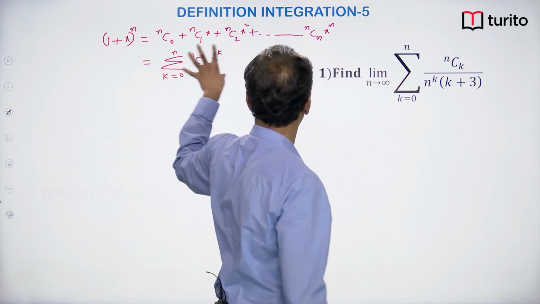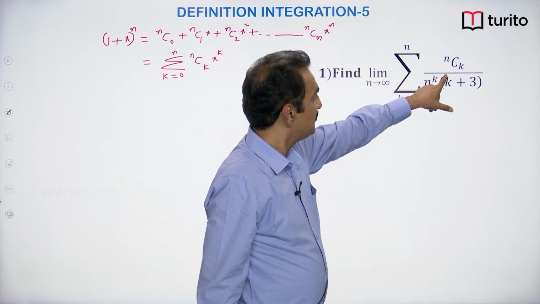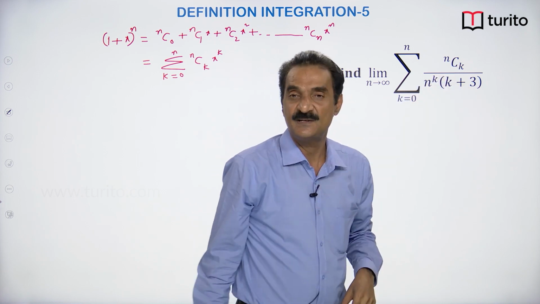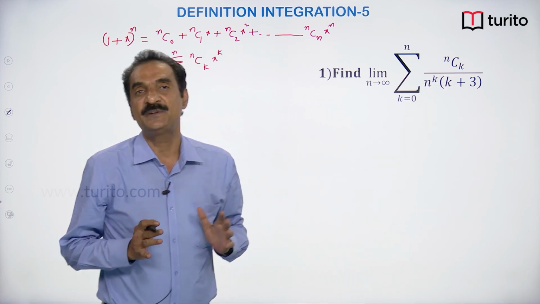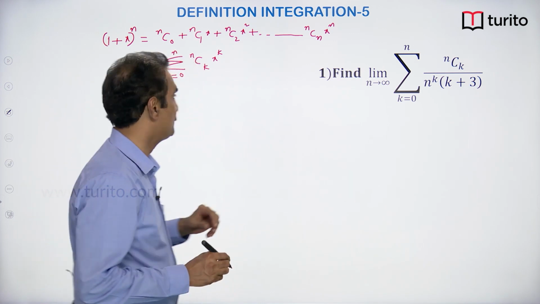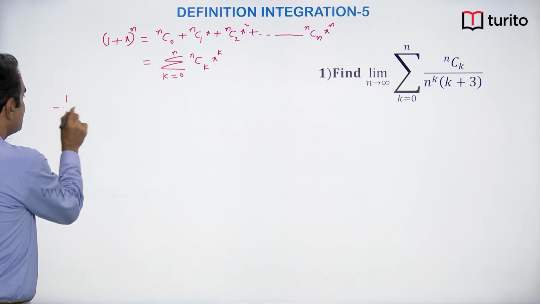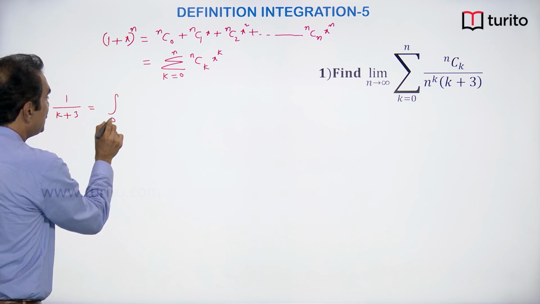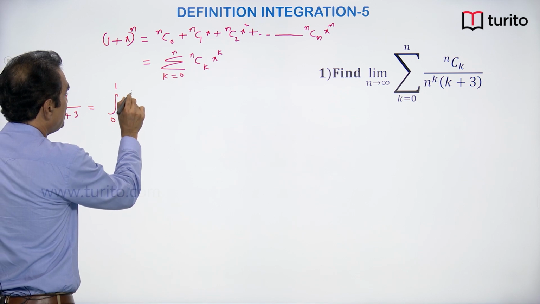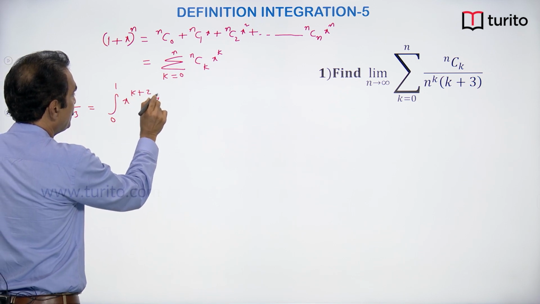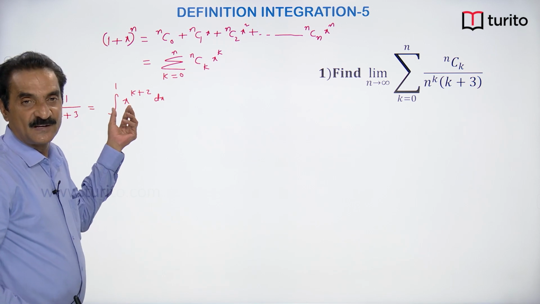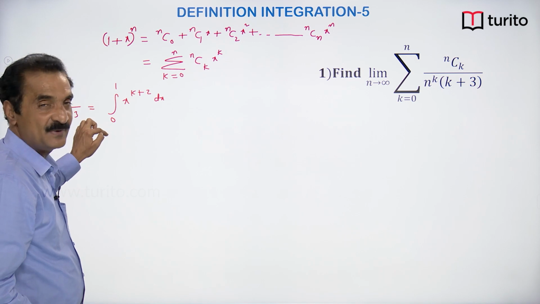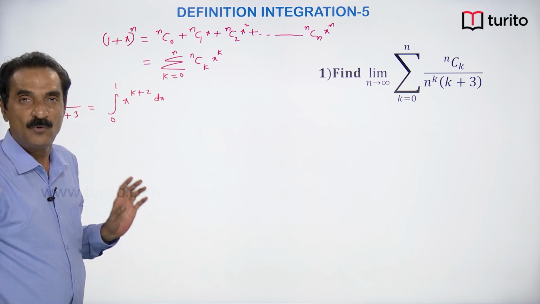Now, I want to use this binomial theorem here, but the problem is nCk by n power k is okay, but 1 by k plus 3 is a problem. So, I am going to write that 1 by k plus 3 as a definite integral. 1 by k plus 3 can be expressed as integral 0 to 1 x power k plus 2. What is the integral of x power k plus 2? x power k plus 3 by k plus 3, and then substituting the limits 1 and 0, it will be 1 by k plus 3.